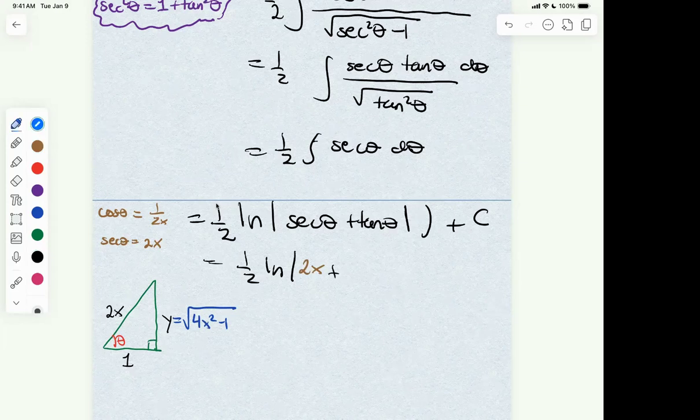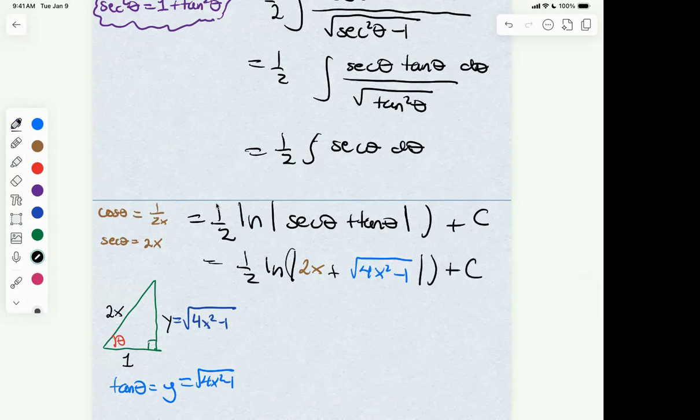And then what is tangent of theta? Tangent of theta is opposite divided by adjacent. So tangent of theta is just y, but y is the square root of 4x squared minus 1. And that's your answer.